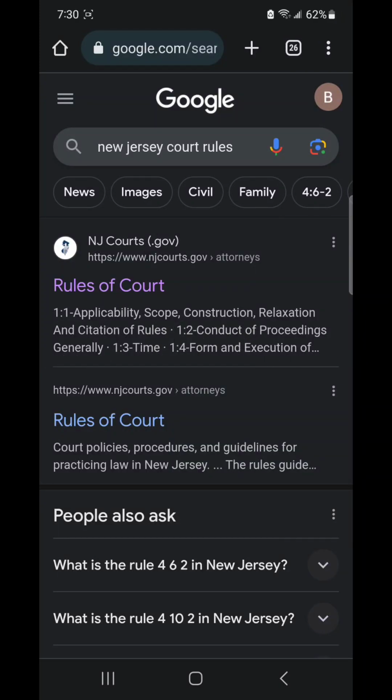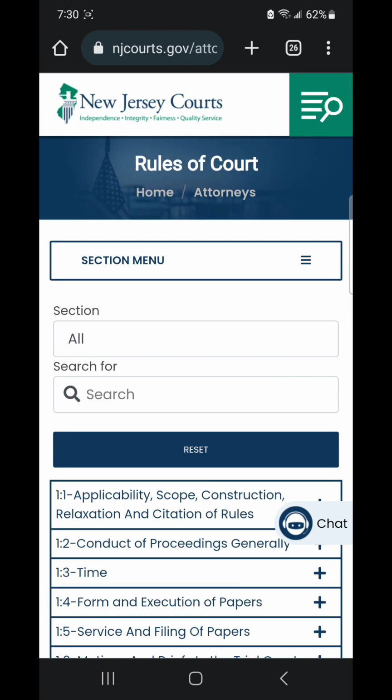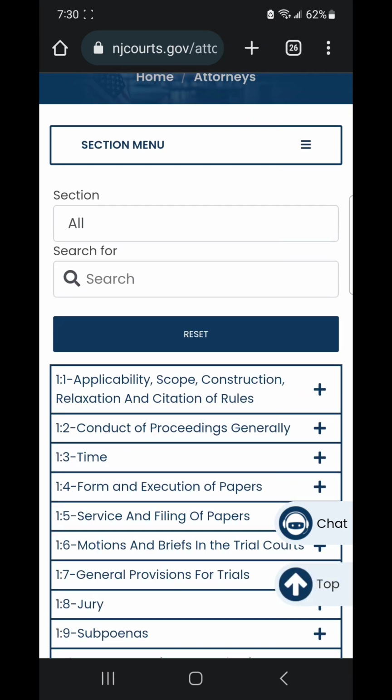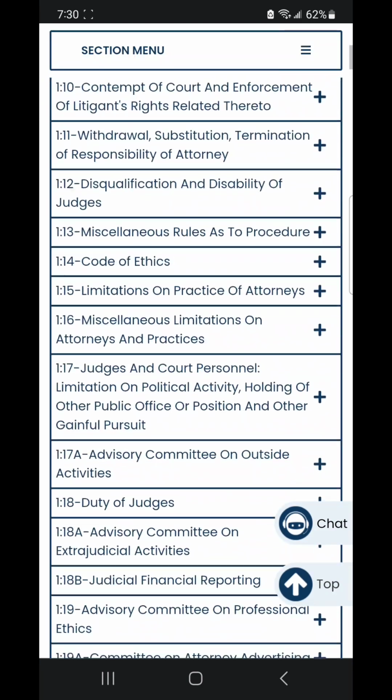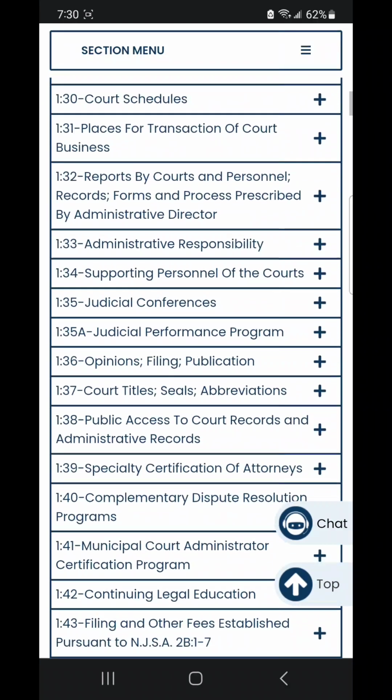Alright, I'm about to show y'all these rules of court real quick. It's a lot of stuff to go over, so I'll try to break it down piece by piece. But we're not gonna go over this whole thing. It's a lot of stuff in here, as you can see.